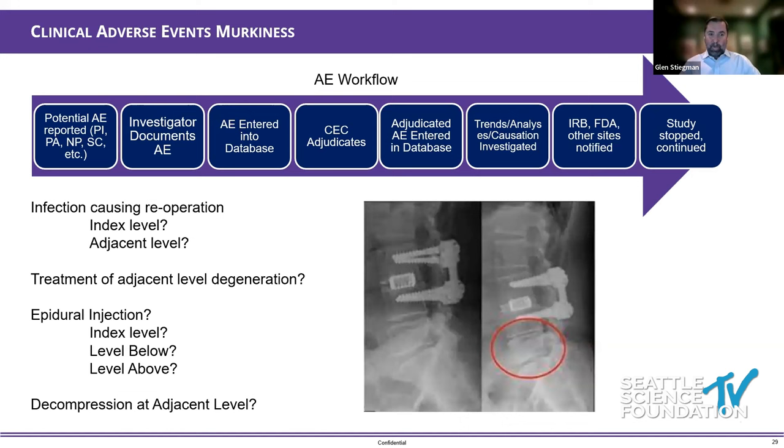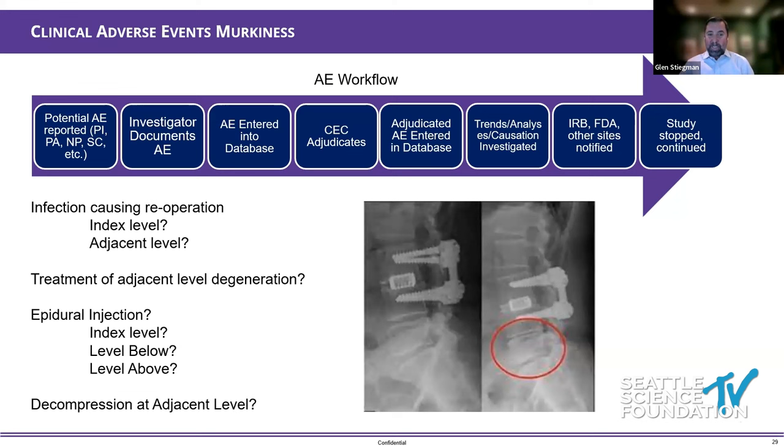Epidural injections, we see a lot of those, not necessarily for TDRs, but for other device types and other indications. If it's at the index level, you're clearly trying to mask some pain, which would be designated as an AE. And then the level below, is that a secondary surgery? Is that an adverse event? Usually the epidural trickles downstream, so level below, maybe not. A level above, is that something to designate this patient as a failure?